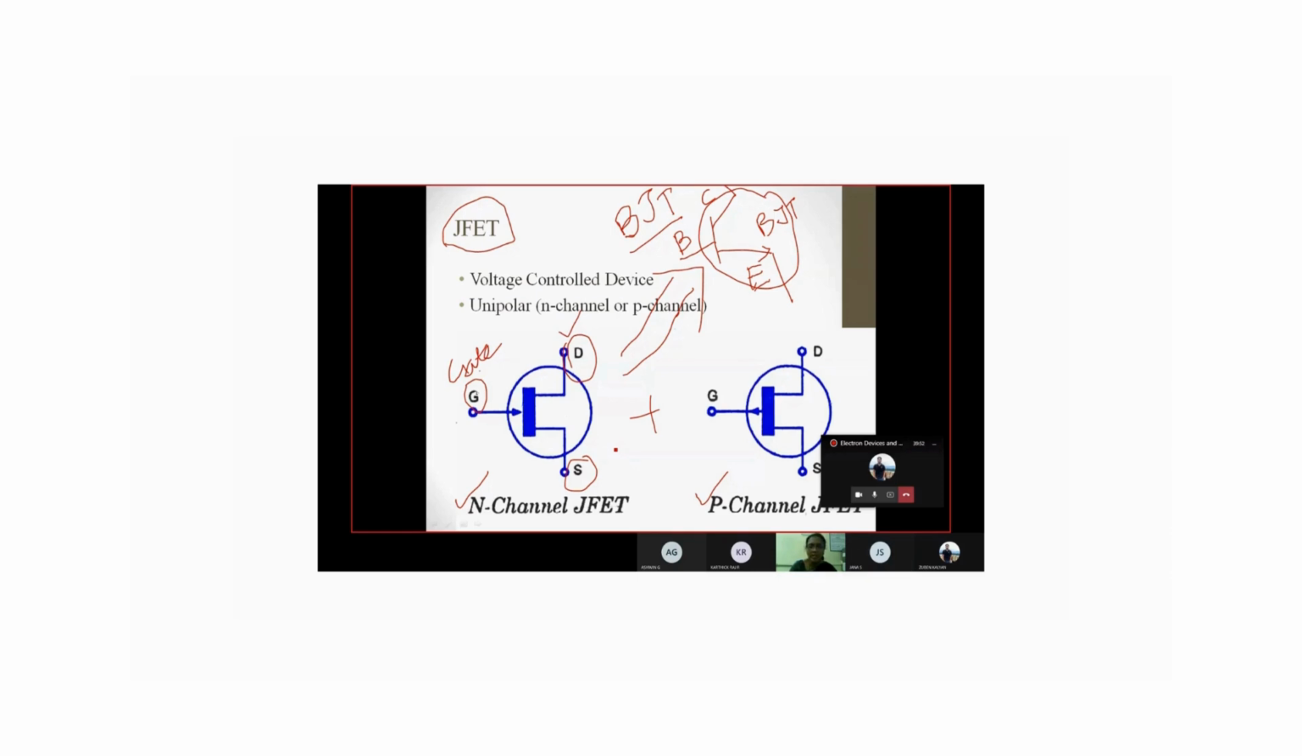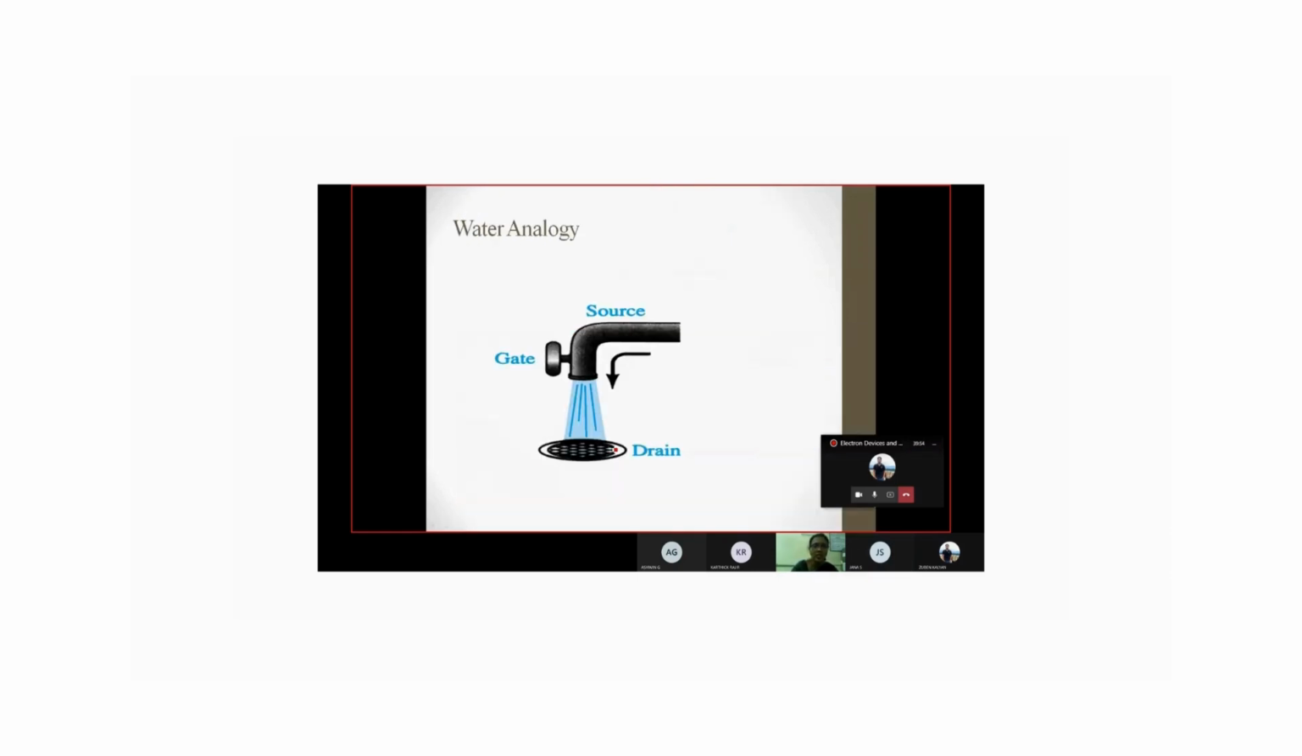Now I will explain the working principle of this particular JFET. There is one analogy available here. You can see the pipe through which water will be flowing. I can say that this is a source. This is like a valve; by rotating this valve, it's a gate, it's a barrier.